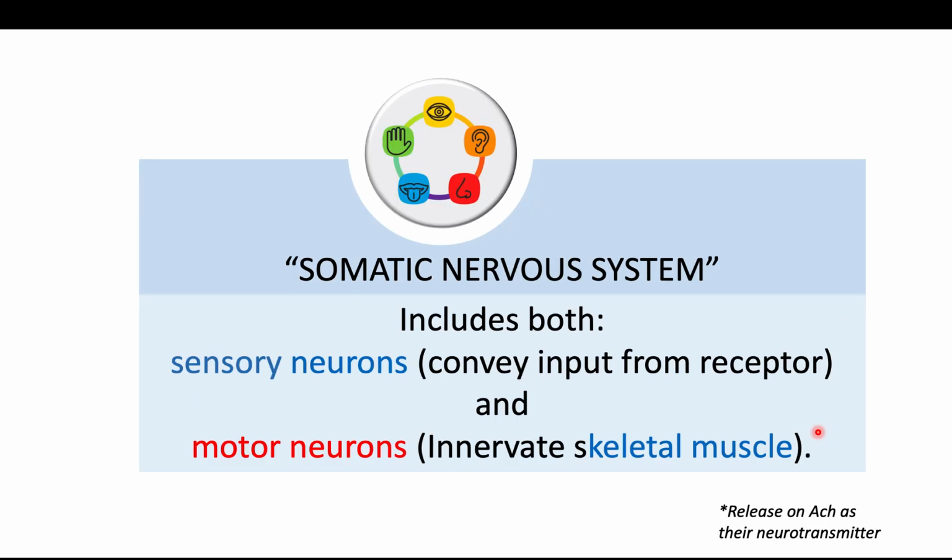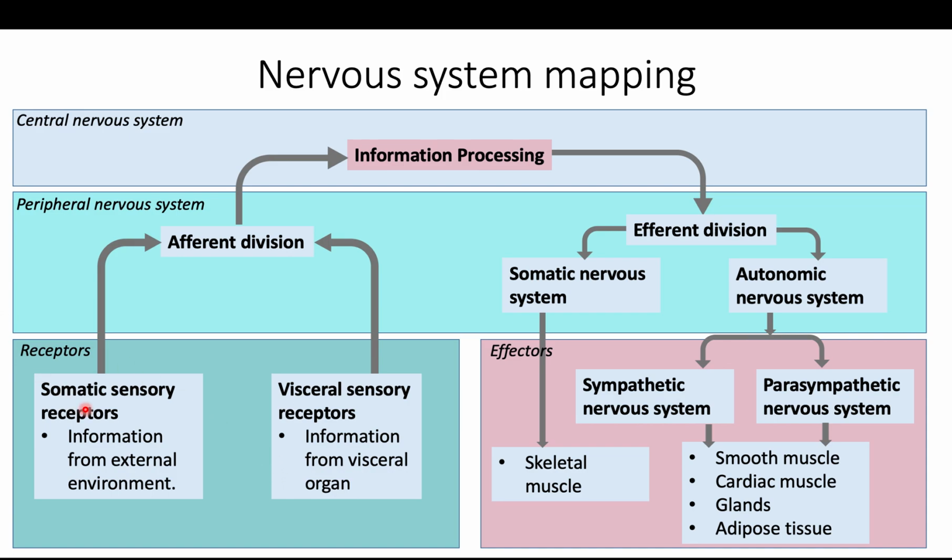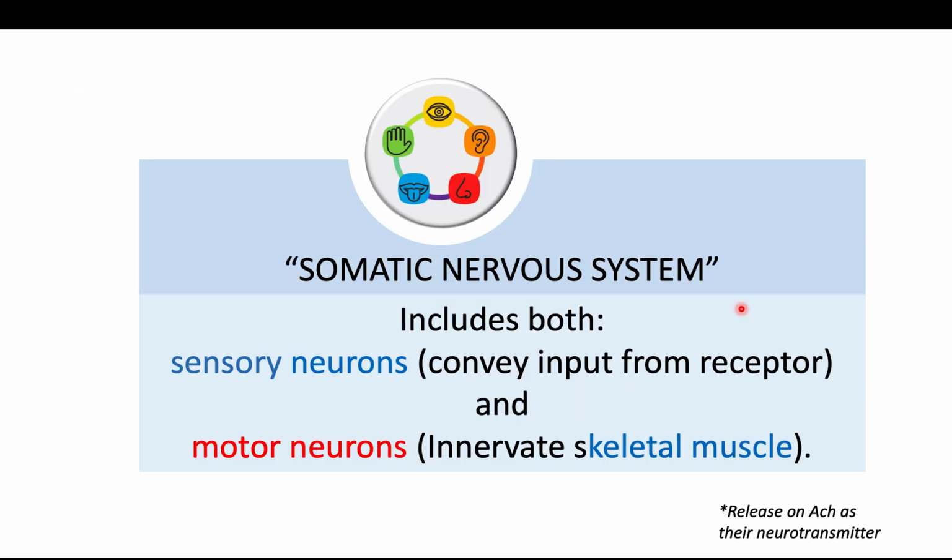Okay, so now let's take a look at the somatic nervous system. It includes both the sensory neuron as well as the motor neuron. If you don't understand these terms, let's take a look at this. The somatic nervous system includes the input, from the somatic sensory receptor down to the output. But for the autonomic, it goes from the visceral sensory receptors down to the autonomic nervous system. So the somatic nervous system includes the sensory neuron, which conveys the input from the receptors, and the motor neuron, which innervates the skeletal muscles.